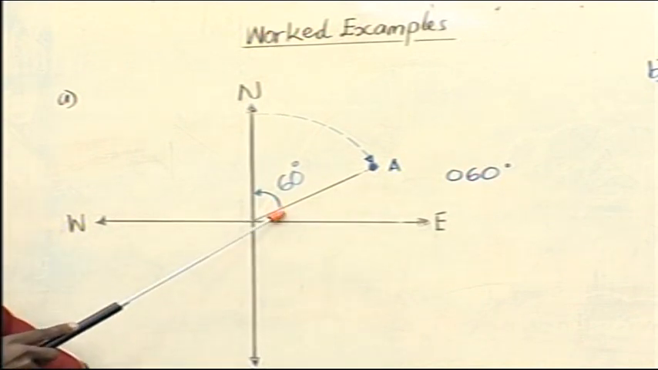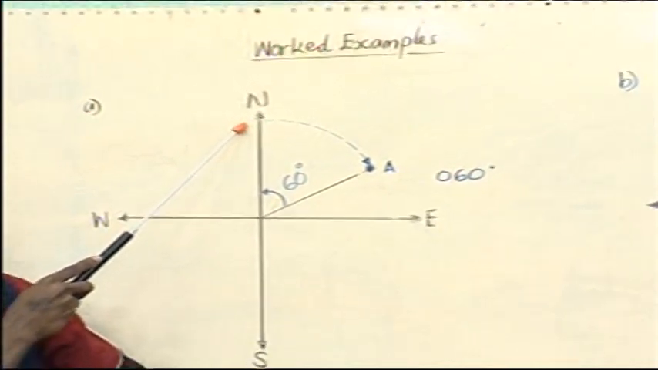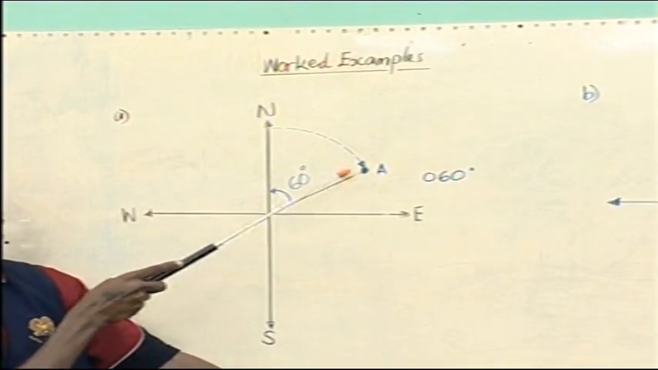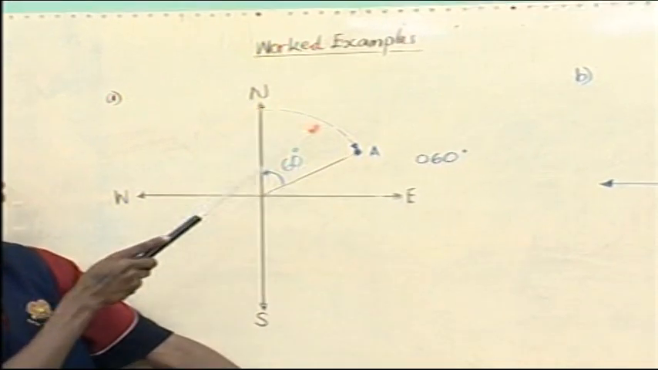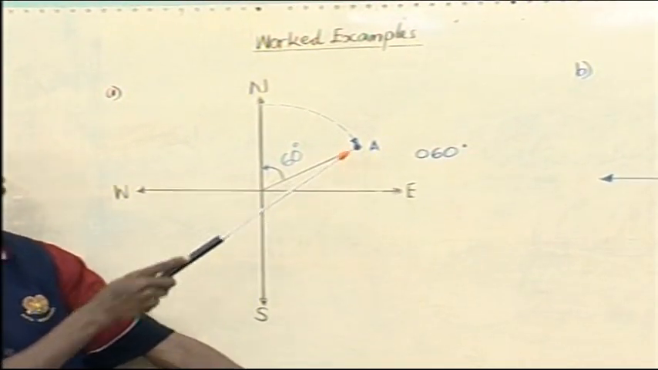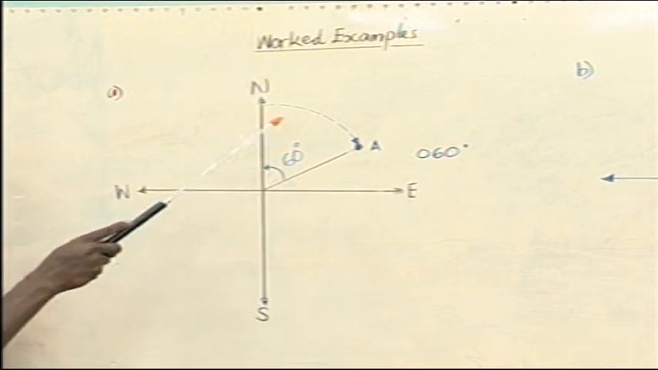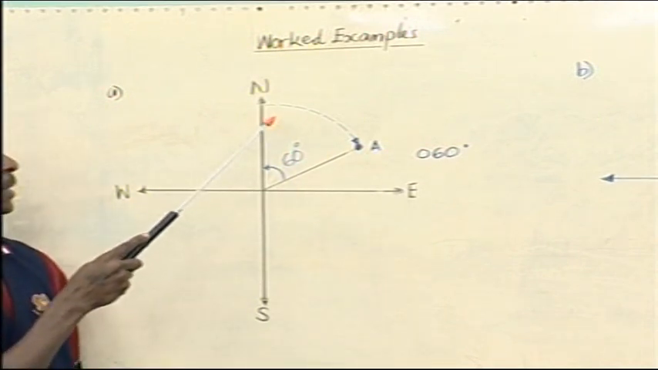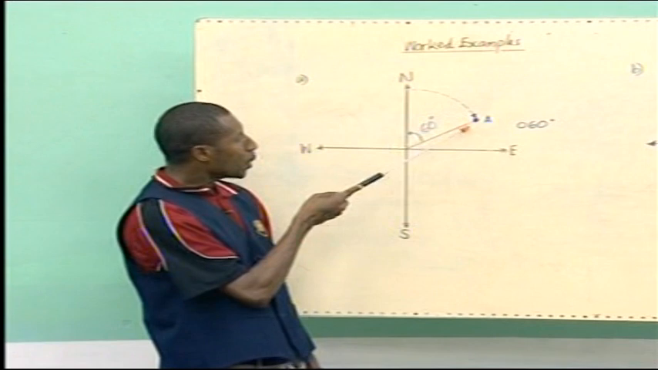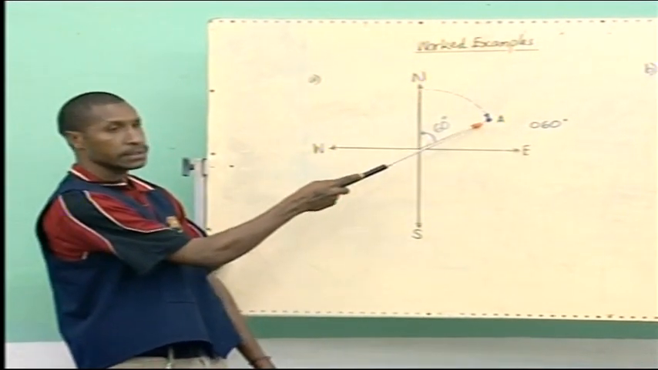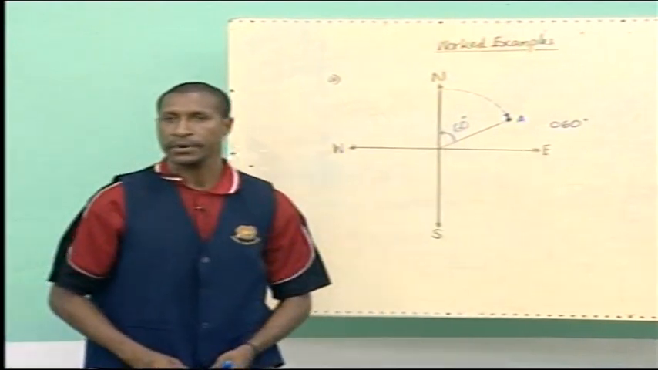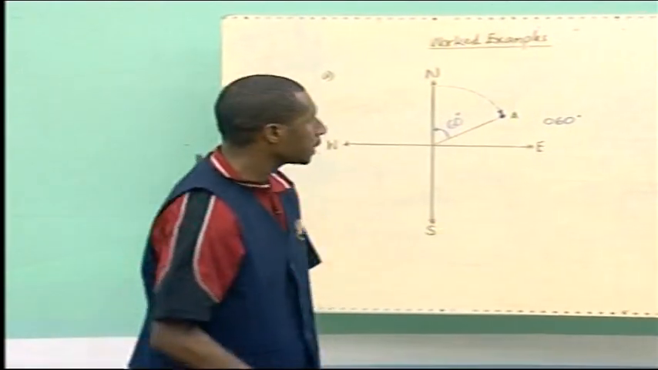Now, to identify bearing, we measure from north to point A. The bearing always corresponds to the angle which is from north to point A. So that's how we measure bearing. Now let us look at another example.